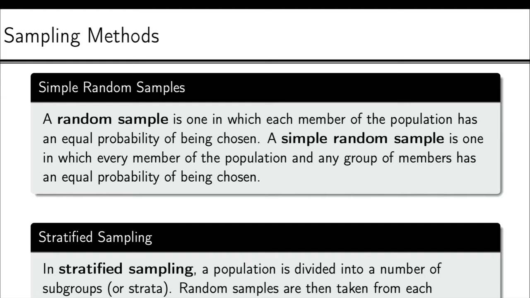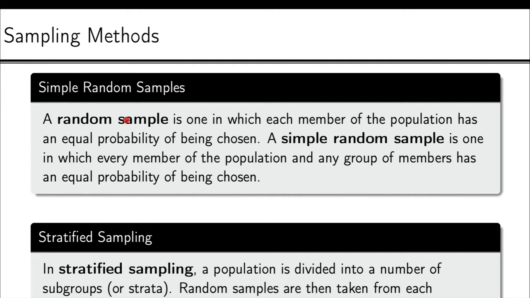Our first sampling method we're going to talk about is called the simple random sample. This is the very best type of sample, really. It's where every member of our population has the same equal probability of being chosen to be in the sample. A simple random sample is where every group of members also has the same probability of being chosen.